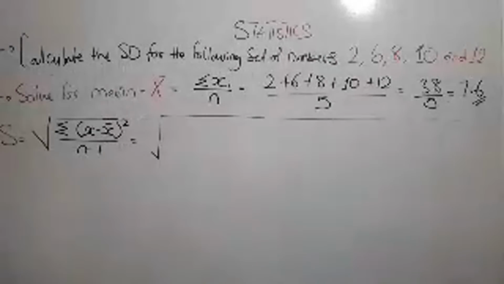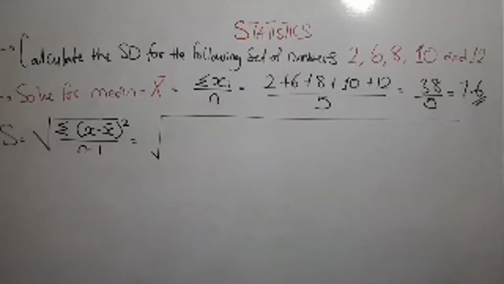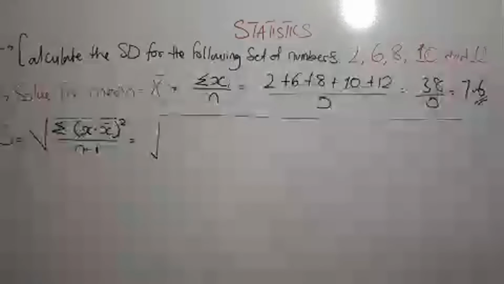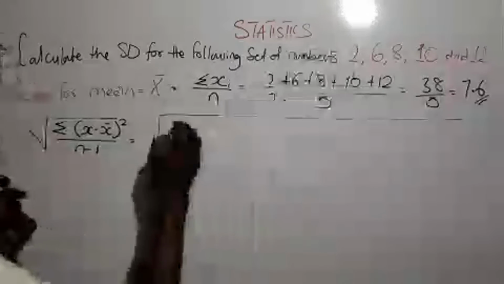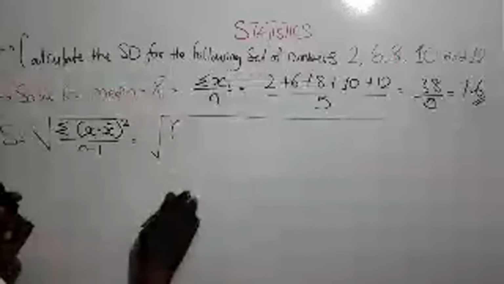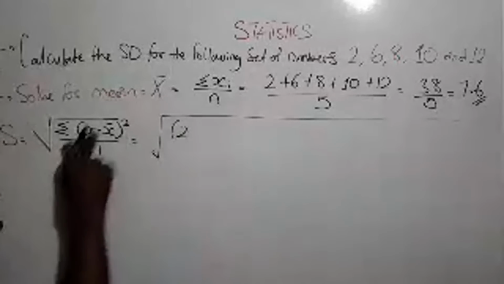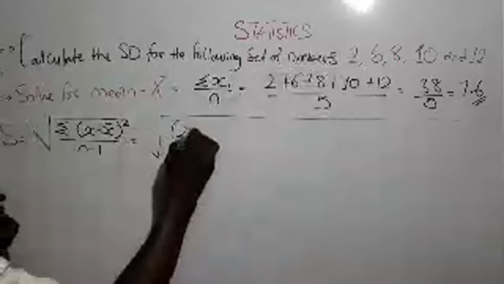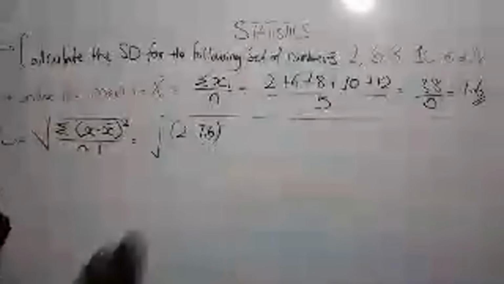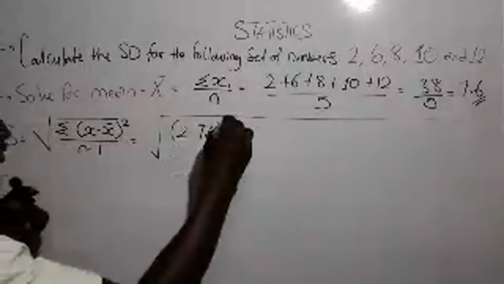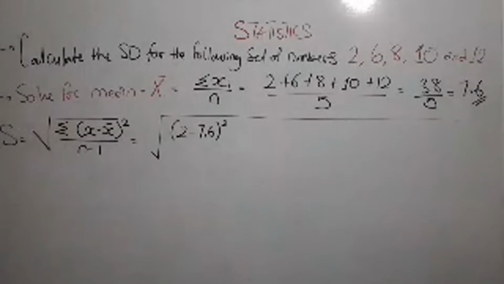Okay, let's do that first. So what we're expected to do is, we are going to start picking from x1 down to x5, from our x bar. So the xi, let's open the bracket. The first one is 2. 2 minus x bar, 7.6. Close the brackets, then raise to the power of 2. Awesome.